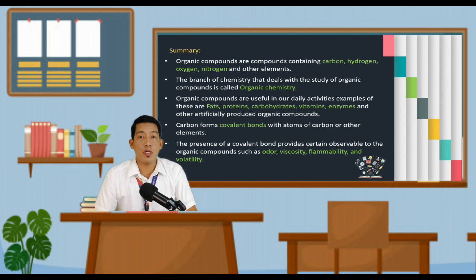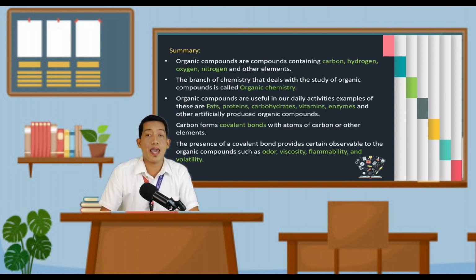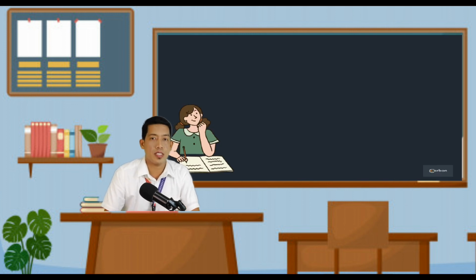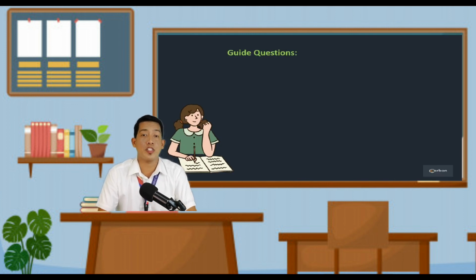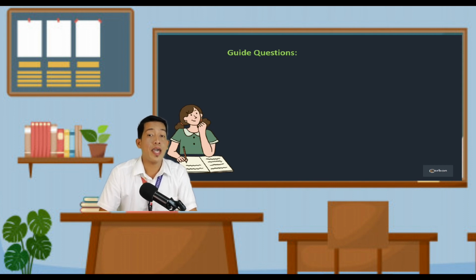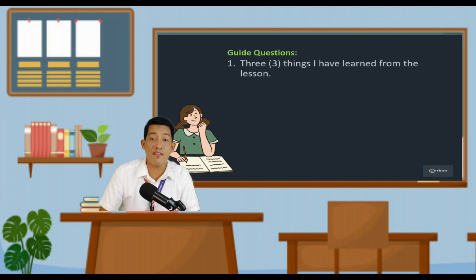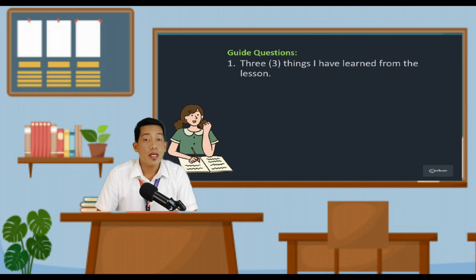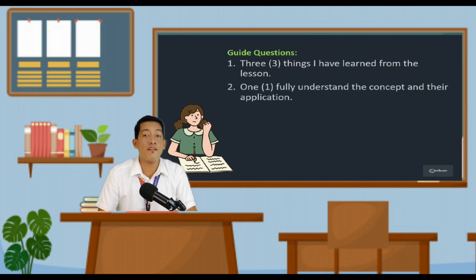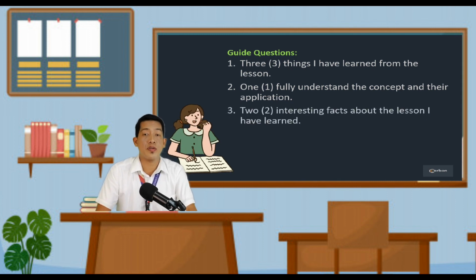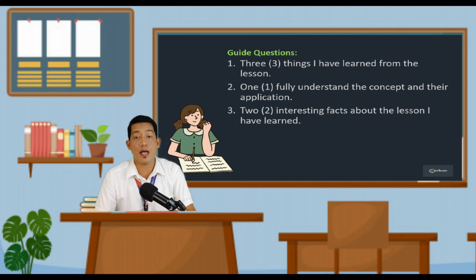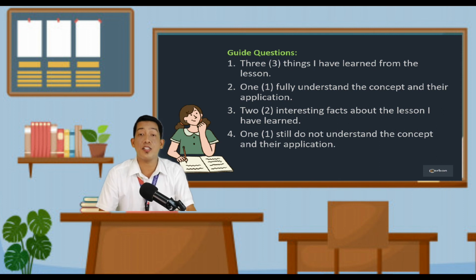In your journal notebook, write your reflection by answering the given guide questions. How did you learn the lesson? First, write 3 things that you have learned from the lesson. Second, write 1 concept and its application that you fully understand. Third, write 2 interesting facts about the lesson that you have learned. Fourth, write one that you still do not understand, the concept and its application.